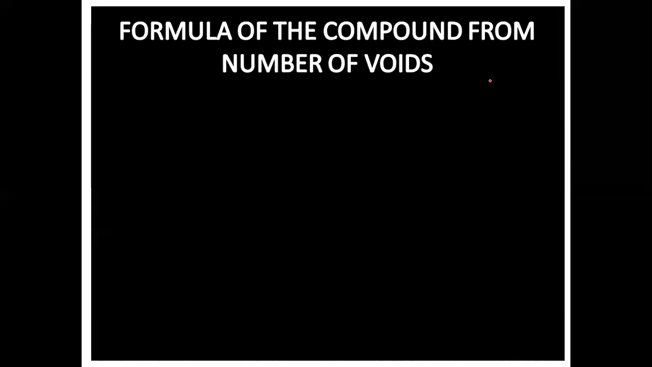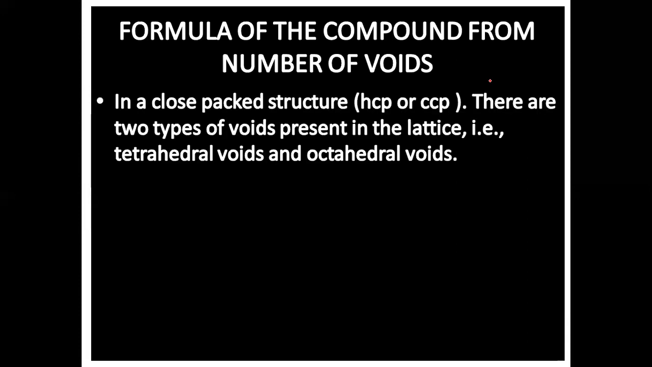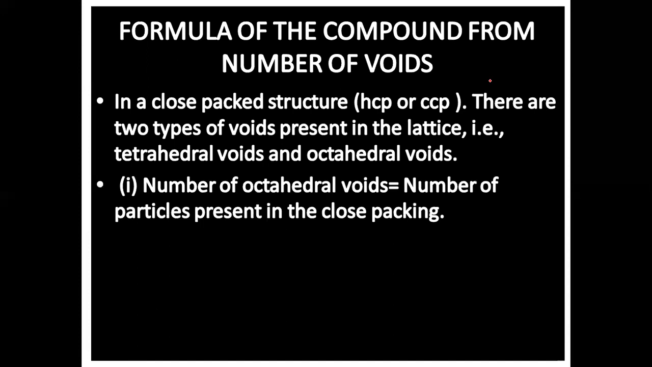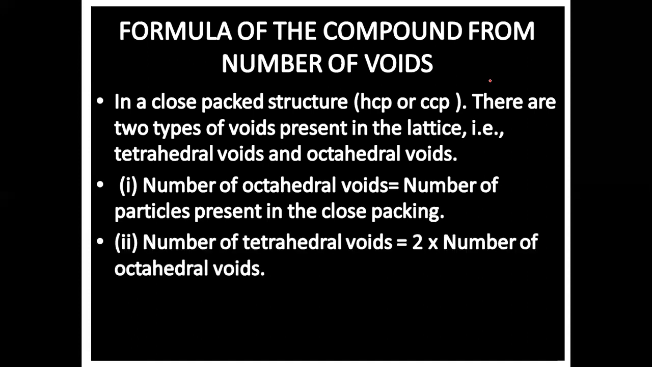Now, formula of a compound from the number of voids. In a close packed structure, there are two types of voids, that is tetrahedral void and octahedral void. And the number of octahedral voids is equal to the number of particles present in close packing. And tetrahedral voids are equal to 2 into number of octahedral voids, or 2 into number of particles present in close packing.